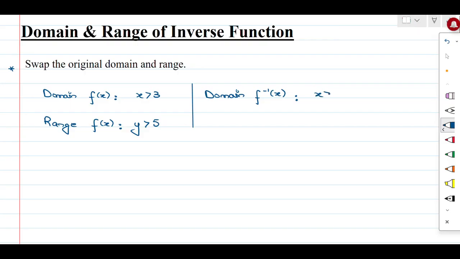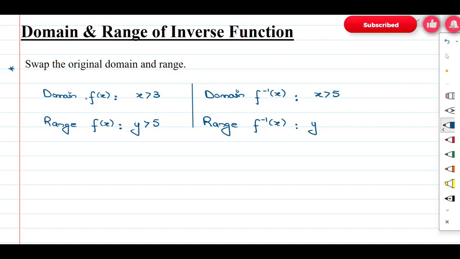We can say x is greater than 5, but for a domain we need the x coordinate we are using for the domain. For range of f inverse of x, we can say range y coordinate, we have to use this swap. You have to say y is greater than 3, right?